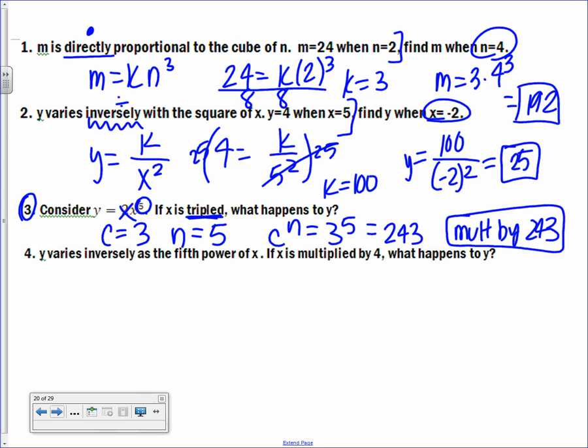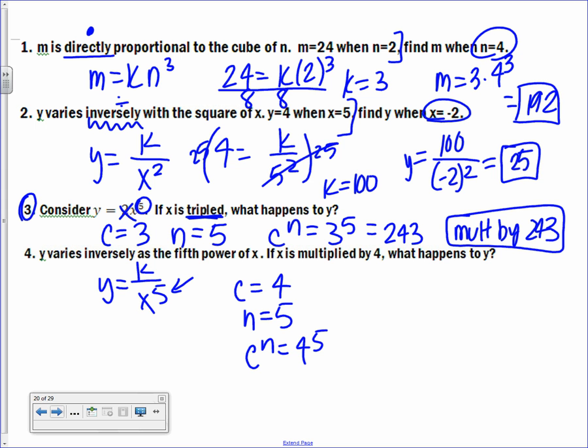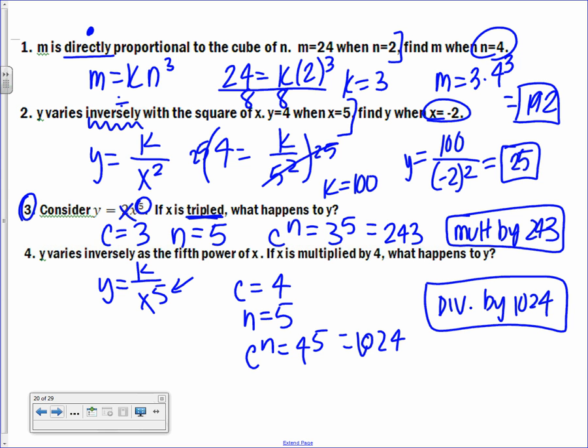Okay, number 4, y varies inversely as the fifth power of x. So maybe I'll just jot down that formula. Inversely is divide by, and then the fifth power of x. Then it says if x is multiplied by 4, so that's my c value. My n is still my exponent, so that's going to be my 5. So c to the n will be 4 to the fifth, that's 1024. And this time, because it's inversely, my answer is going to be divided by 1024. Hopefully we remember those.